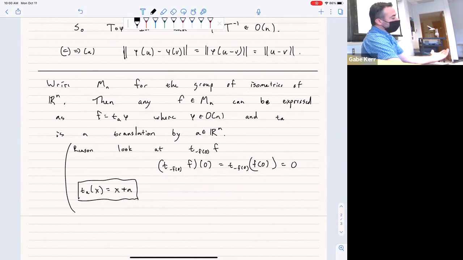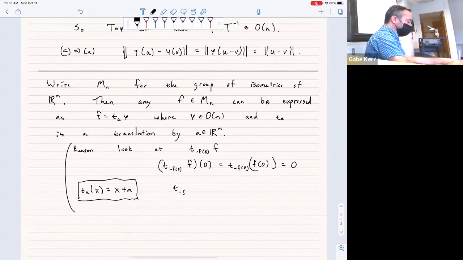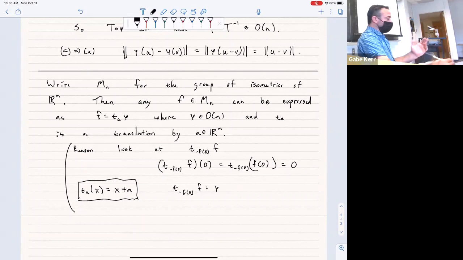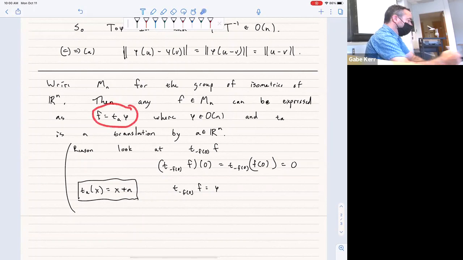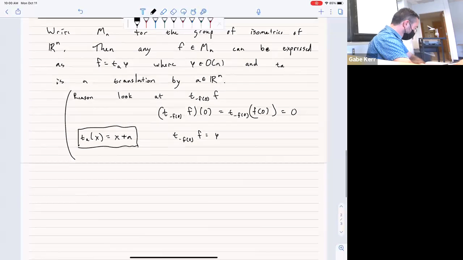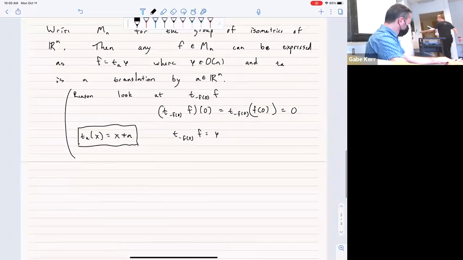So, but if I have an isometry that sends 0 to 0, we know that it's one of these orthogonal guys. So that means that T of A equals phi for something, and then we can compose on the left the T of F of A. We get that it looks like this, where A is F of 0. All right. So now there are some relations which come in handy.